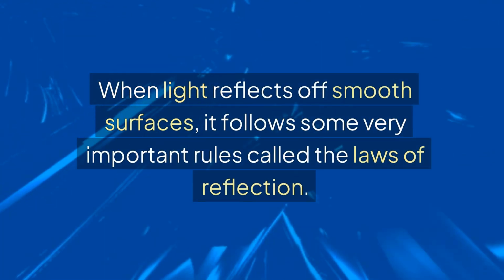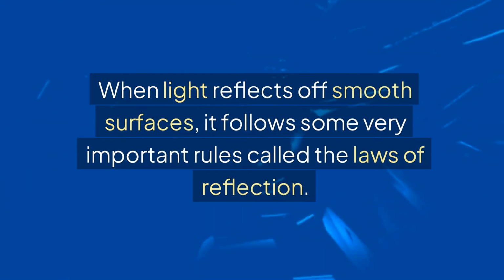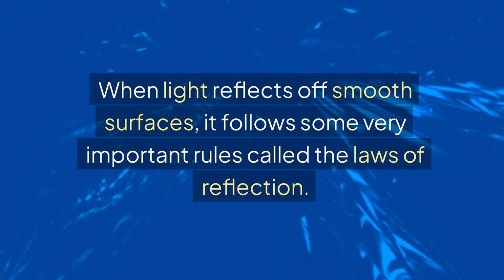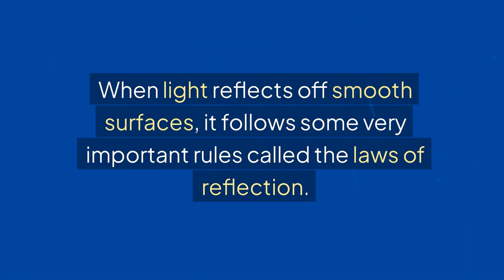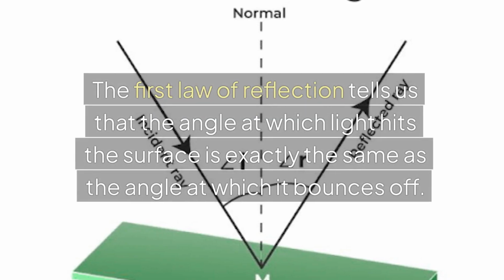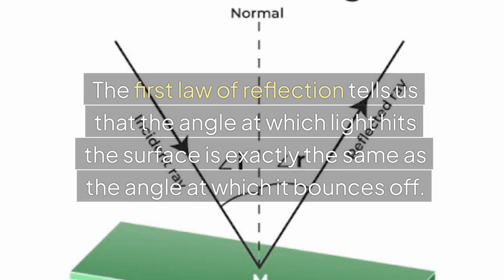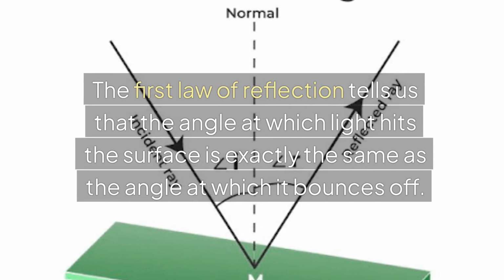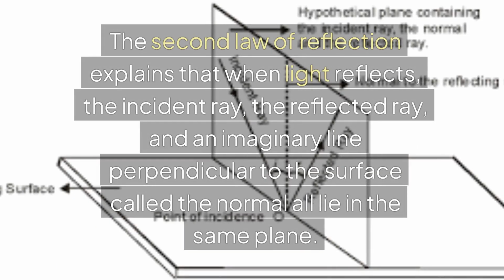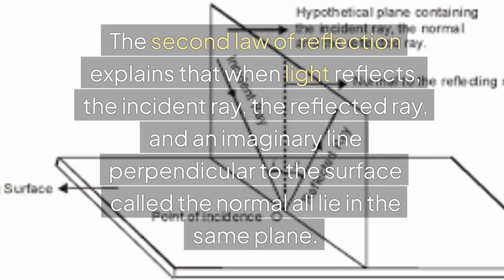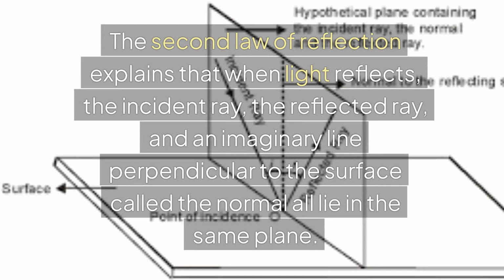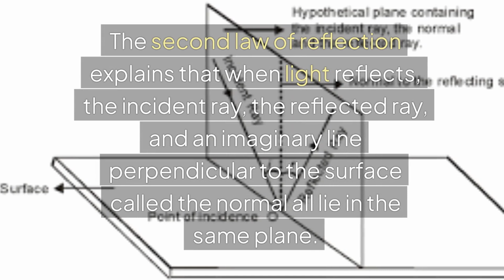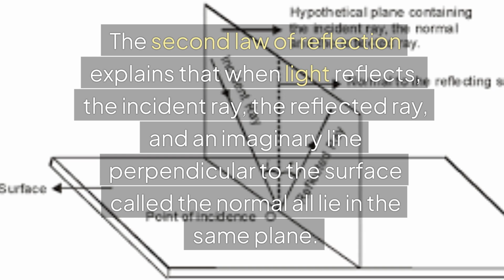When light reflects off smooth surfaces, it follows some very important rules called the laws of reflection. The first law of reflection tells us that the angle at which light hits the surface is exactly the same as the angle at which it bounces off. The second law of reflection explains that when light reflects, the incident ray, the reflected ray, and an imaginary line perpendicular to the surface called the normal all lie in the same plane.